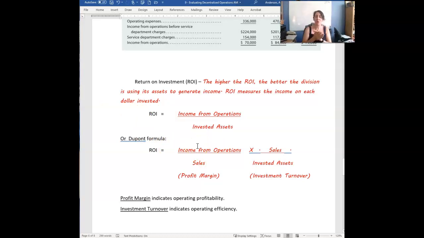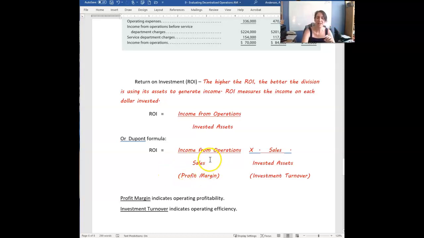Anyway, ROI. The profit margin piece is the income from operations over sales, and then the investment turnover is sales over invested assets. So you can look at them separately because they each mean different things. We're not going to go into that in any level of detail. I know your book goes into it in quite a bit of detail. Let's save that for your finance class, not for your accounting class, because that is not my area of expertise.